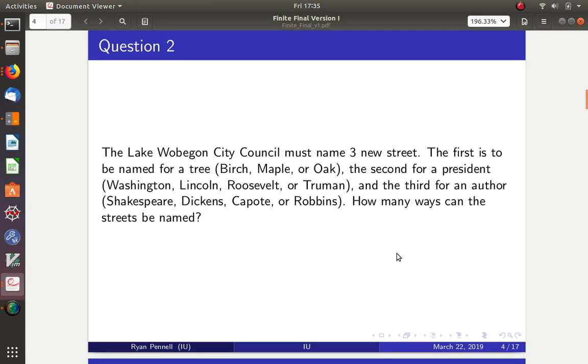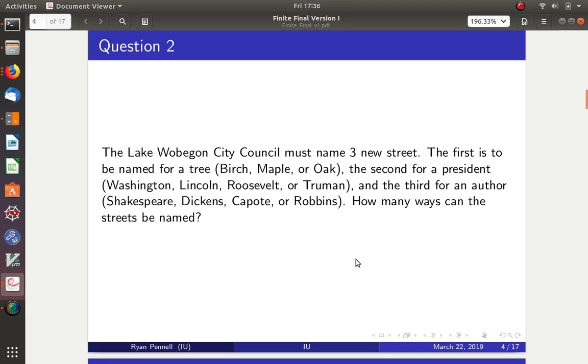Alright, question 2. The Lake Wobegon City Council must name 3 new streets. The first is to be named for a tree, birch, maple, or oak. The second, a president, Washington, Lincoln, Roosevelt, or Truman. And the third, an author, Shakespeare, Dickens, Capote, and Robbins. How many ways can the streets be named?